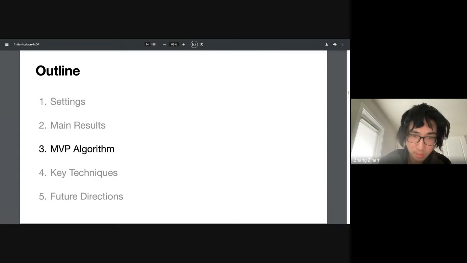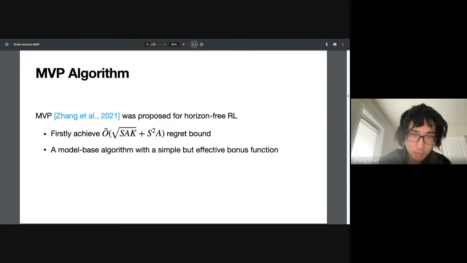this algorithm for analysis. So the MVP was first proposed for horizon-free RL, where horizon-free means that we want to eliminate all H terms in the regret, all polynomial terms of H in the regret bound, under some proper assumptions. The original paper first achieved a regret bound of O tilde of square root of SAK plus S squared A. And an important contribution of this work is that it proposed a very simple but effective bonus function. So this is why we use this algorithm.